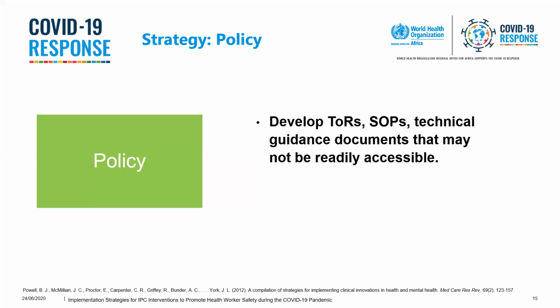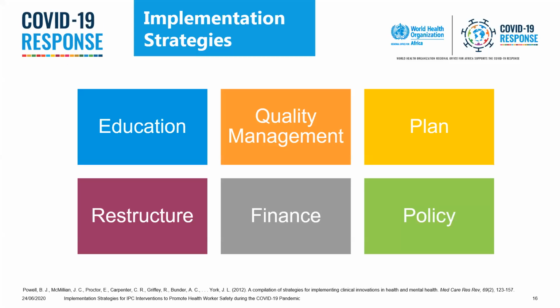And then last but not least, of course, policies. And this one kind of goes without saying. We've all been rapidly developing these TORs and SOPs very quickly during this pandemic to ensure that we have some standardization and some consistency around guidances. So that was a very quick introduction to the 6 categories of implementation strategies that can be used to keep health workers safe from COVID-19 and other infectious agents when they're used in combination to promote infection IPC evidence-based practices.